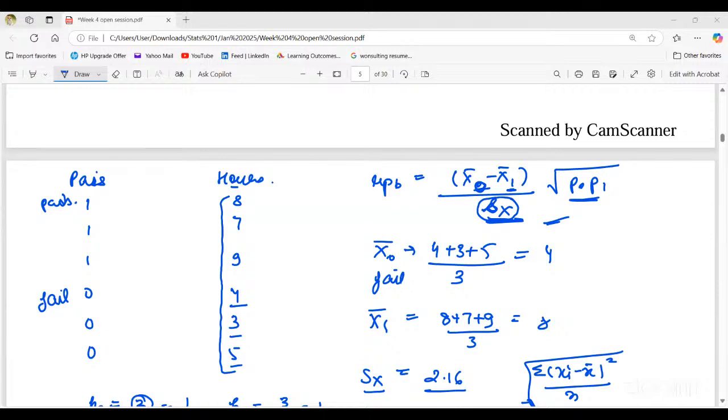Practice assignment 2, question number 4. Near question number 4, it's given. Yes, it's Simpson's paradox. Wait a minute. Practice assignment 4.2. The question is given on cricket. I just want you to explain the question. It's given over there.